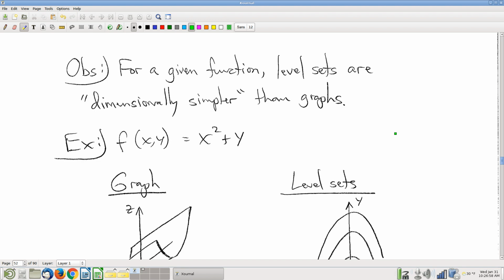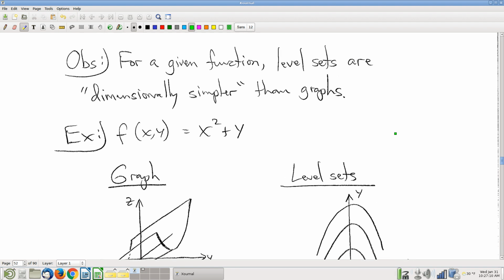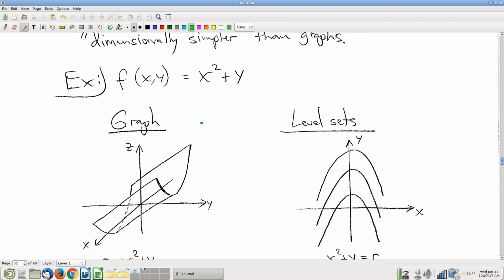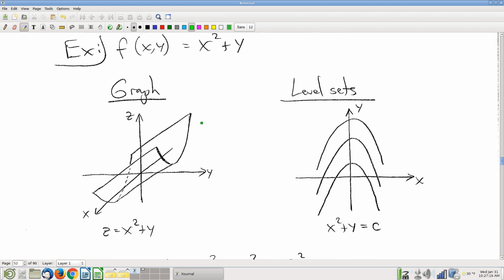I like to make the pitch for why people should care about level sets. A lot of it is going to come from calculus we haven't talked about yet, so some of the pitch is going to have to wait. But a couple of easy observations I can make right now. This dimensionally simpler thing I think is very persuasive. We've already talked about this a little bit when we talked about the preposterousness of going hiking and carrying around a three-dimensional model of the mountain that you're climbing on. That's ridiculous. And trying to understand a weather report by looking at a three-dimensional model of the temperature function doesn't make any sense at all.